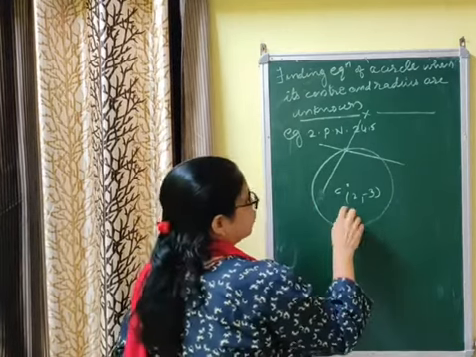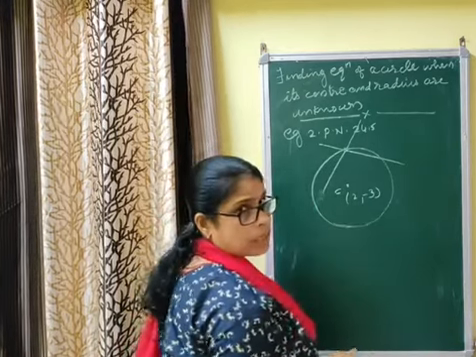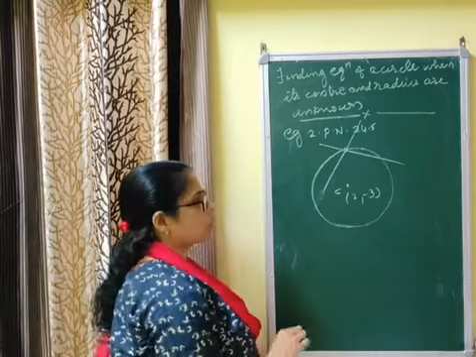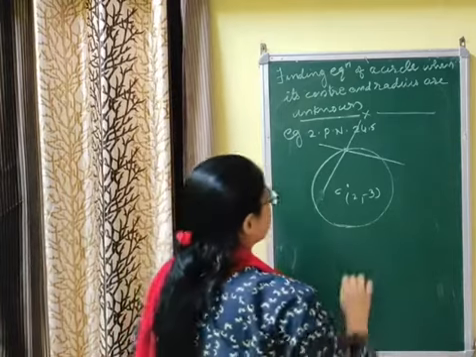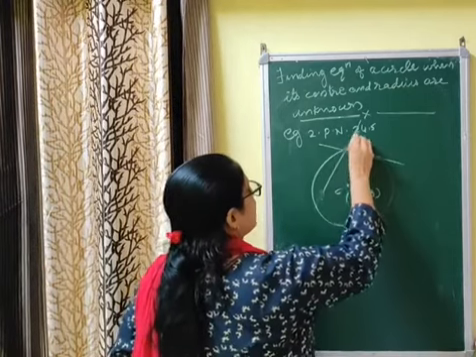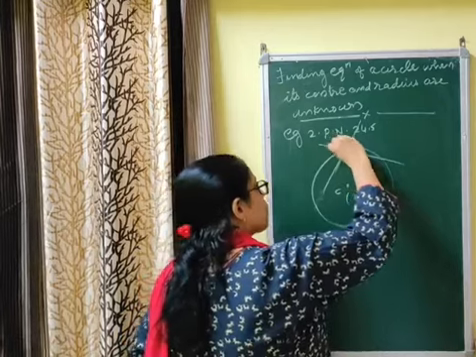That means in the central form of the equation of a circle, x minus h whole square plus y minus k whole square equal to r square, h is equal to 2 and k is equal to minus 3. We have to find r.